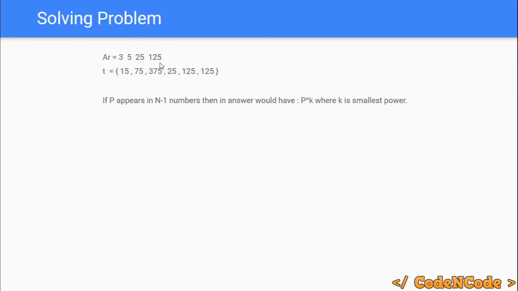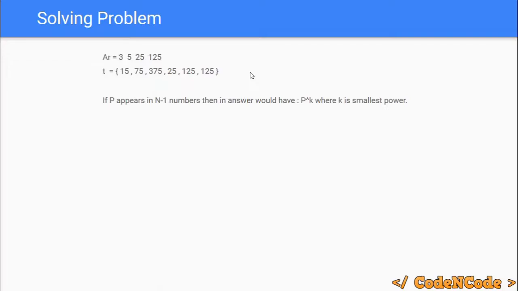So the answer would contain p raised to power k, where k is the smallest power which divides any number. So see, 5 raised to power 1 is here, so power 1, 5 raised to power 2, which means power 2, 5 raised to power 3, which is power 3. So 5 is having power 1 here, 2 here, 3 here. Smallest of all of them is 1, so the answer would contain 5 raised to power 1, and we know the answer of this is 5 raised to power 1.